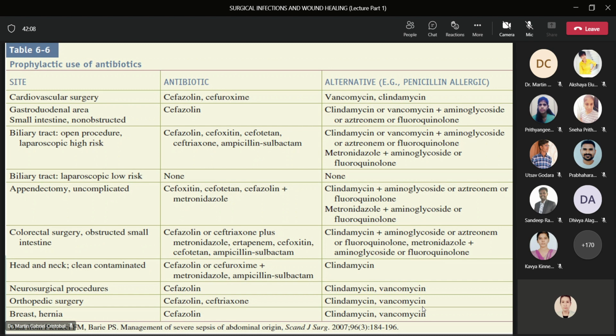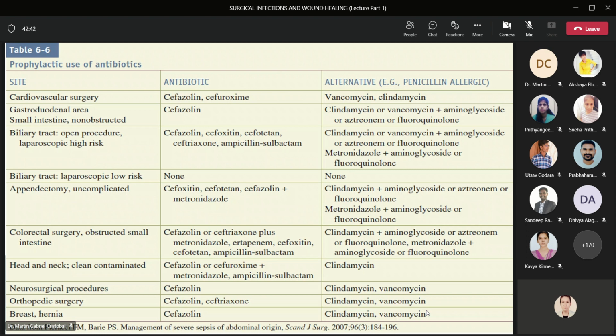For uncomplicated appendectomies, we give cefoxitin, cefotetan, or cefazolin plus metronidazole. The alternative is clindamycin plus an aminoglycoside, or aztreonam or fluoroquinolones, or metronidazole plus aminoglycoside or fluoroquinolones. For colorectal surgeries with or in obstructed small bowel, we give cefazolin or ceftriaxone plus metronidazole, ertapenem, cefoxitin, cefotetan, or ampicillin-sulbactam.